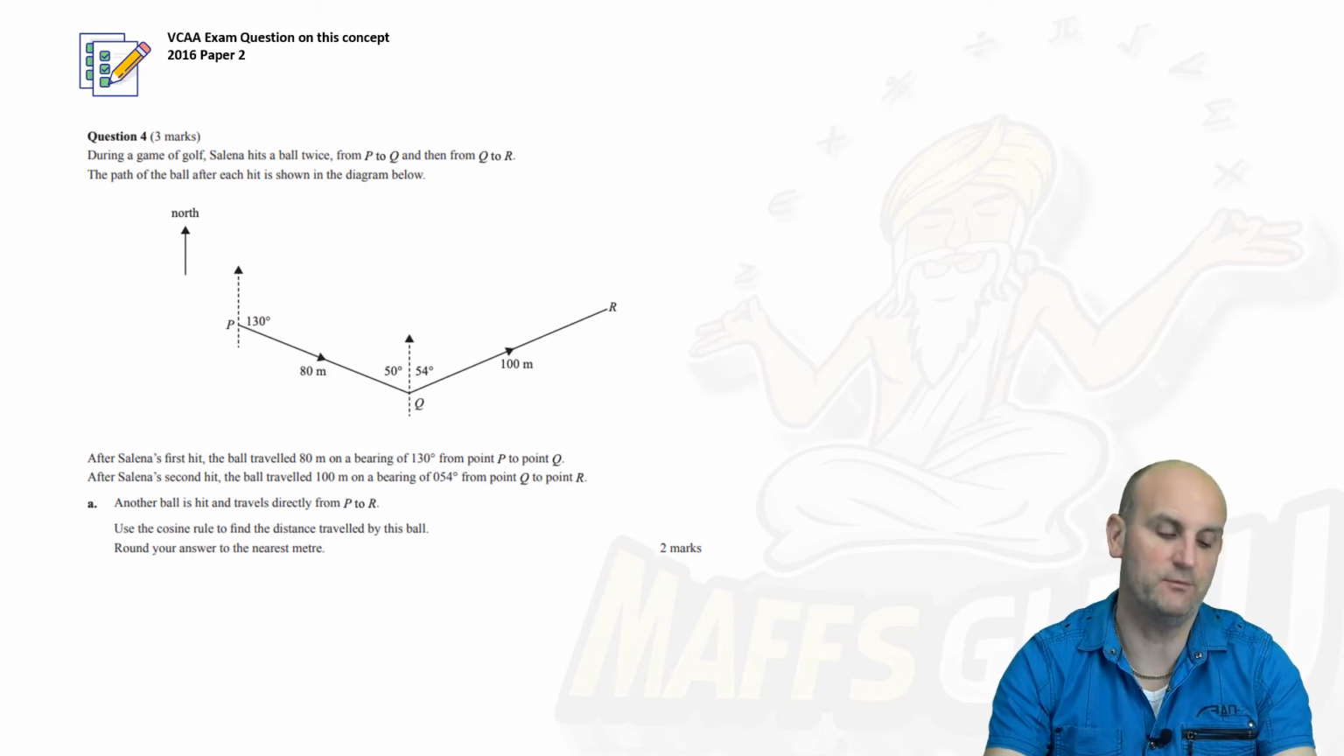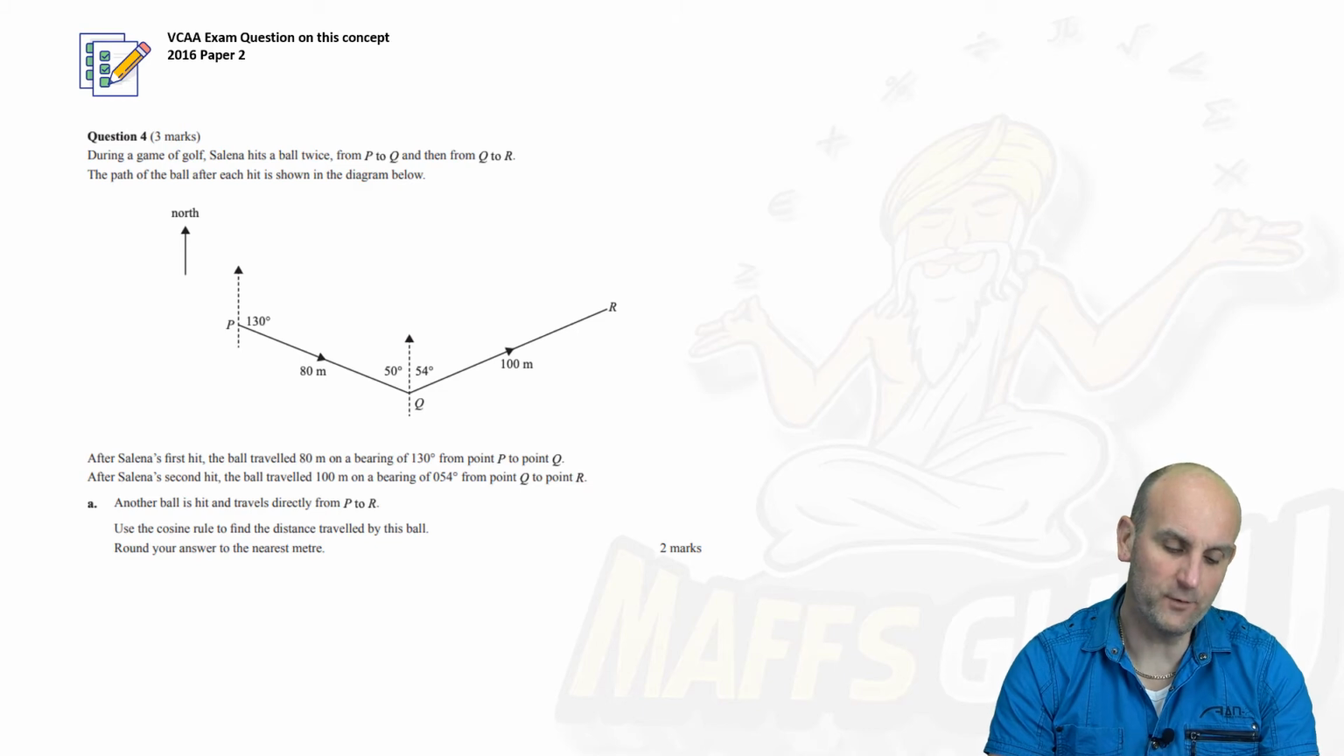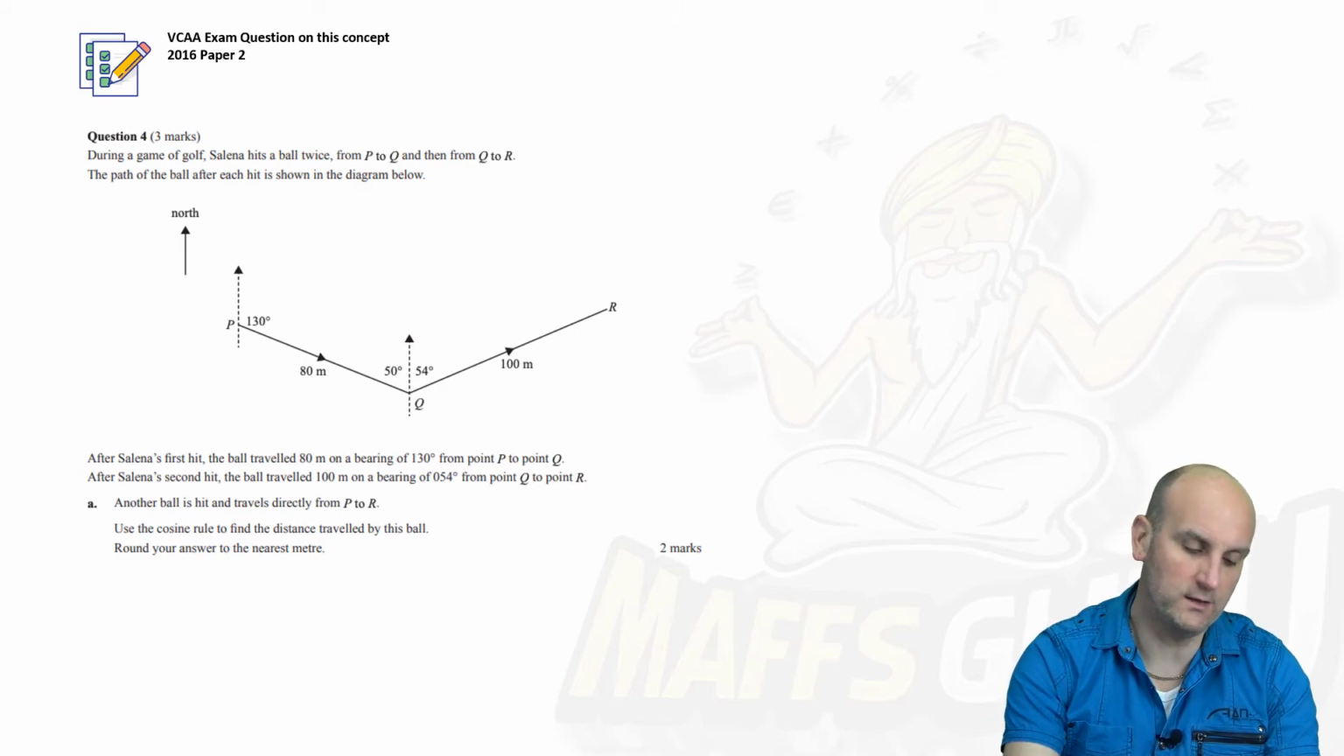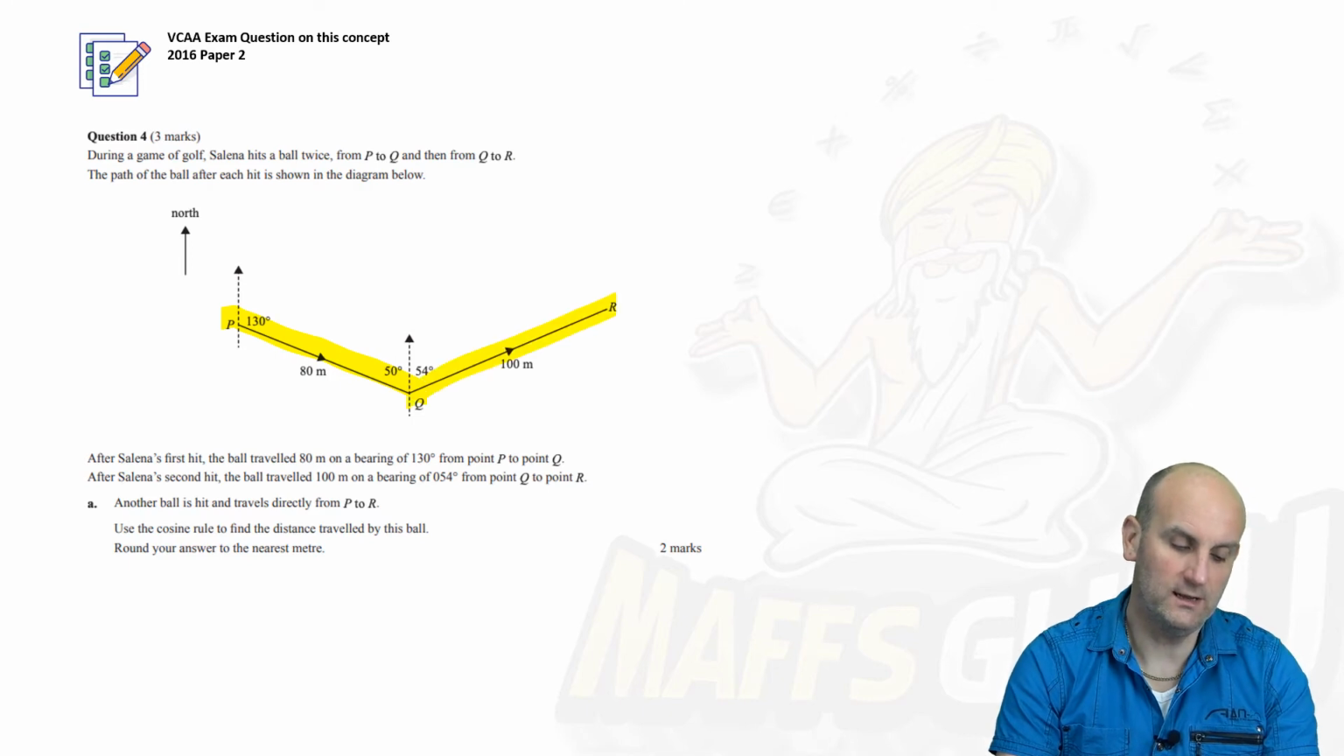And here is an example from VCAA 2016 paper 2. During a game of golf, Selena hits the ball twice from P to Q and then Q to R. So she's starting at P, hitting it to Q, going from Q and ending up at R.